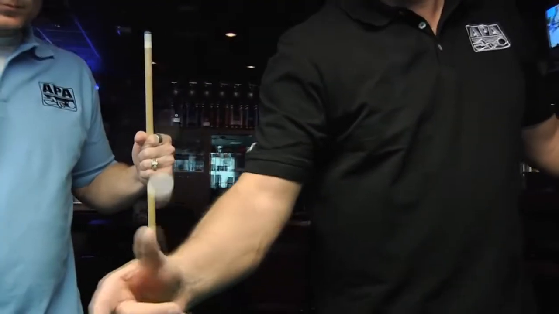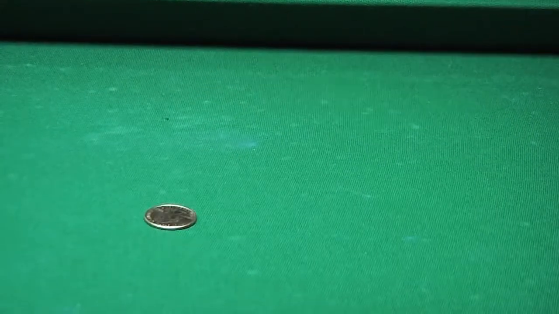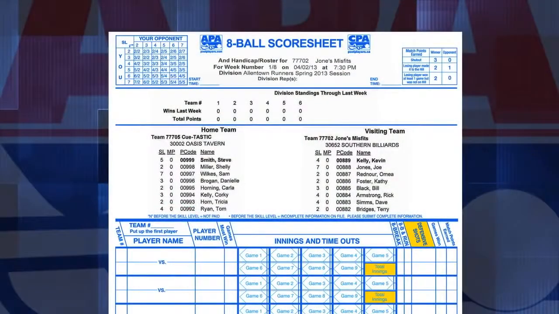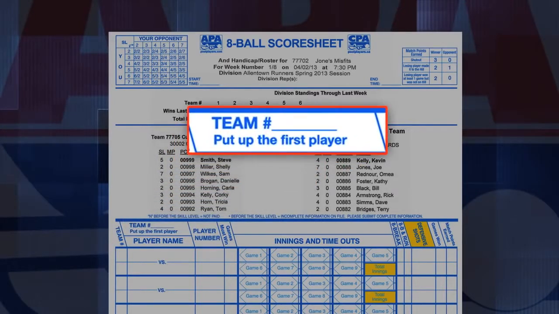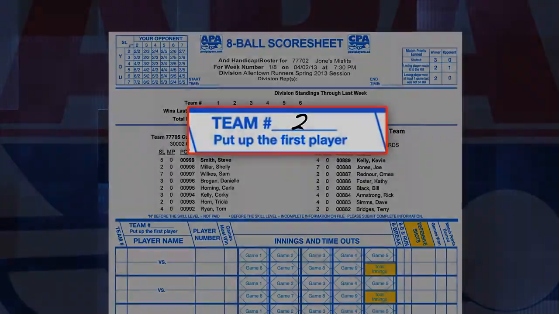After the coin toss, it is decided which team must declare the first player. Then place that team's number, in this case Joe Jones's team, in the space provided. This will help you remember which team chooses first in the remaining matches. For the remaining matches, the teams will alternate who puts up the first player. Next, let's look at the player information.